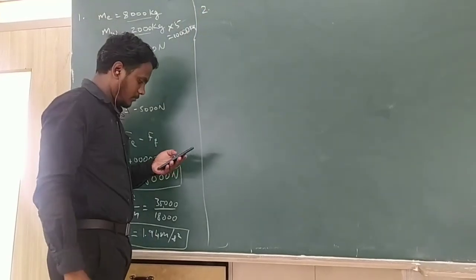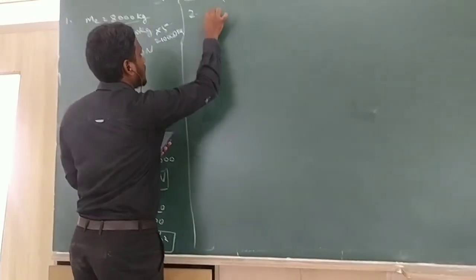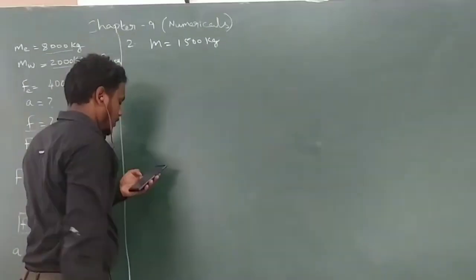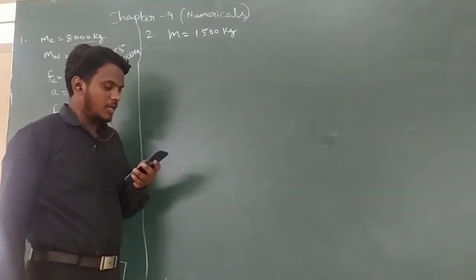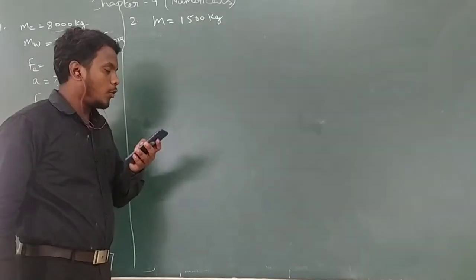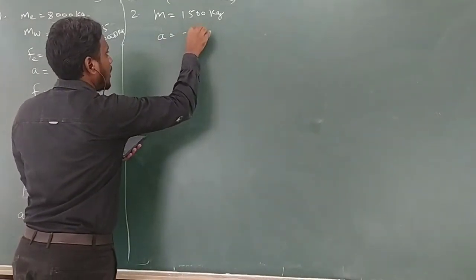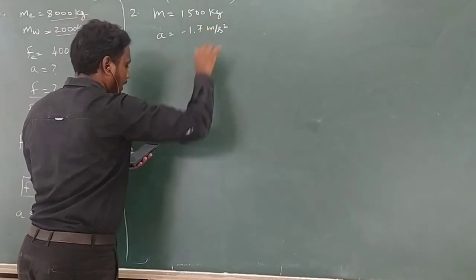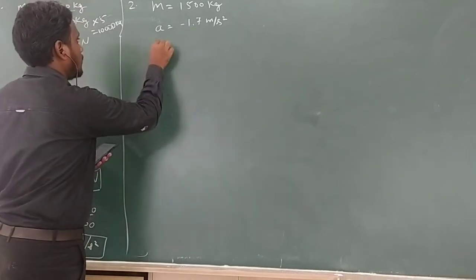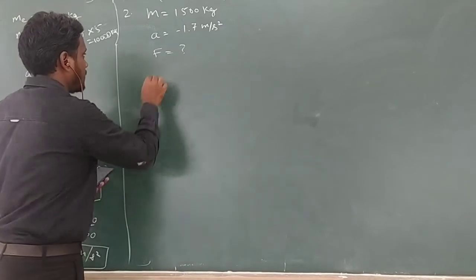Next question. An automobile vehicle has a mass of 1500 kg. What must be the force between the vehicle and the road if the vehicle is to be stopped with a negative acceleration of 1.7 meter per second square? The retardation is minus 1.7 meter per second square. What is the force? Simple question, right? Mass and acceleration are given, force is asked.